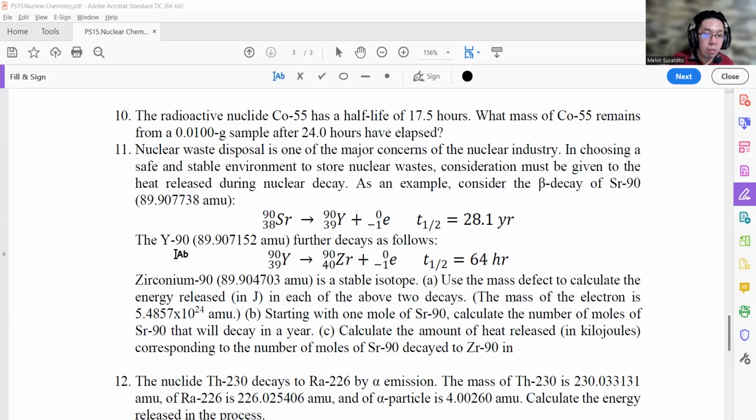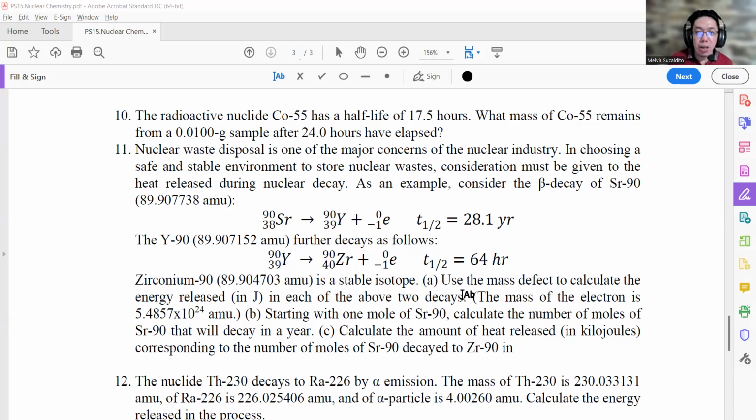The yttrium-90, on the other hand, the AMU of yttrium-90 is given, further decays as follows, no? From yttrium-90, you form zirconium-90 with the release of beta particle. With this, the half-life this time is 64 hours lang. So approximately mga nasa 3 days, no? Para maging zirconium-90 na siya. So therefore, zirconium-90 is a stable isotope. Doon humihinto yan. So from strontium-90, yttrium-90, then yttrium-90 to zirconium-90.